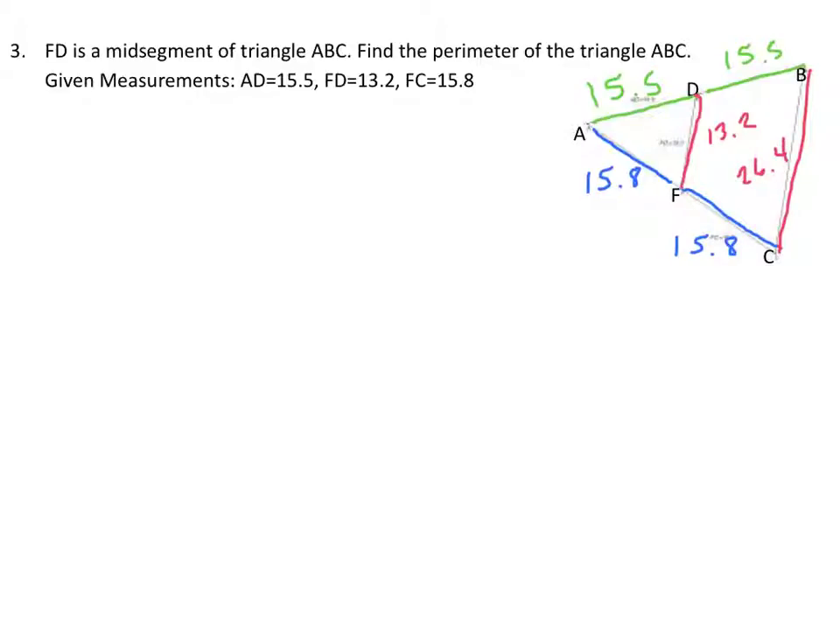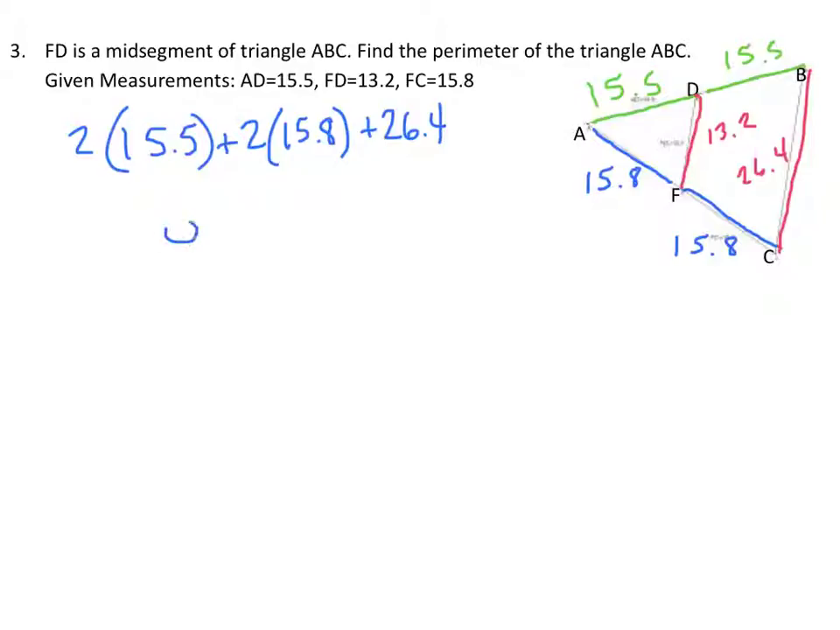So now we just have to add everything up. So we have two 15.5s, two 15.8s, and a 26.4. So when you add up all those numbers, you get 89. So 89 units, that's our perimeter.